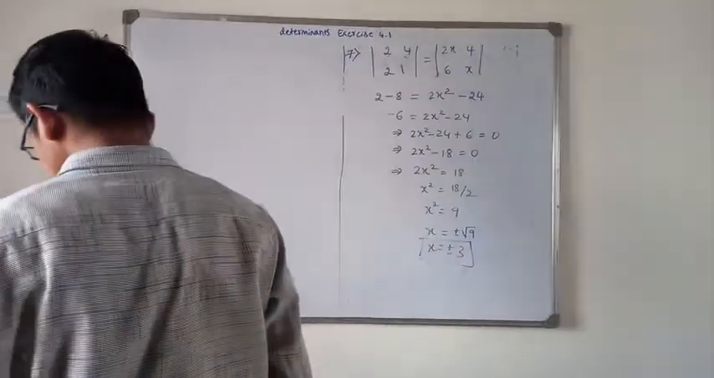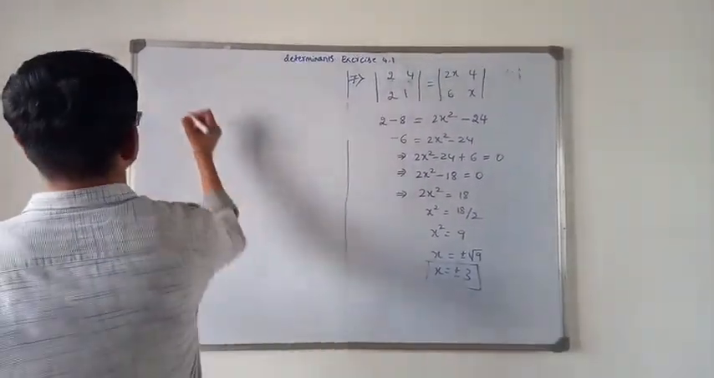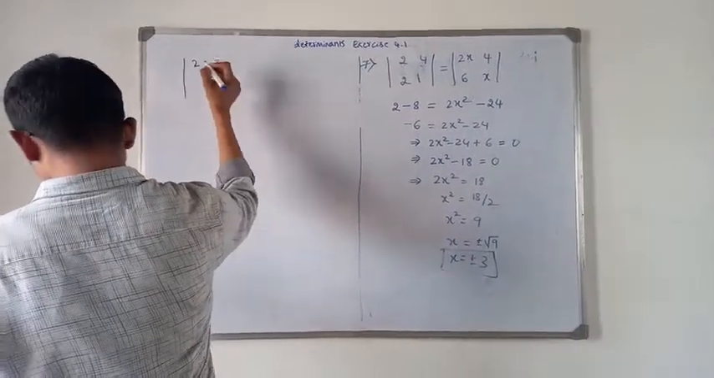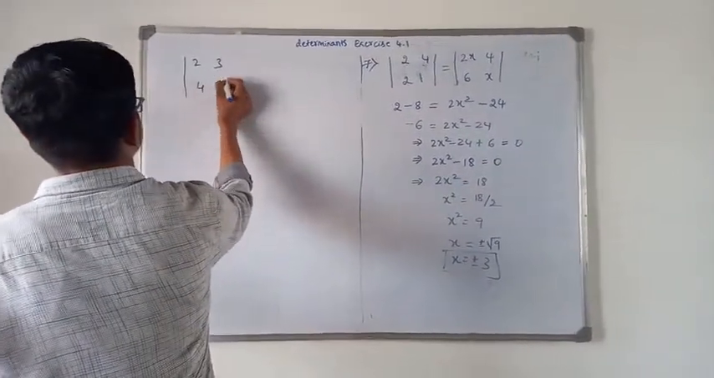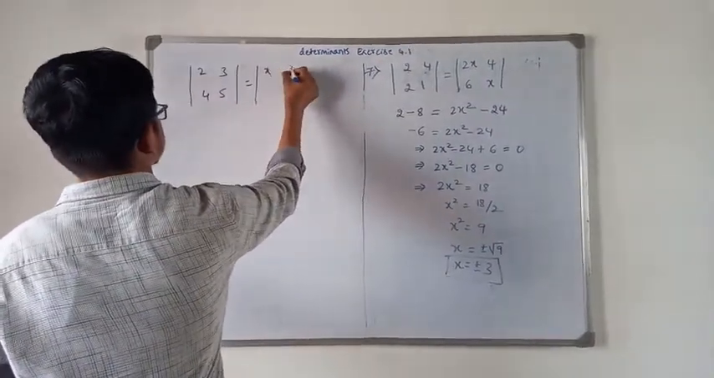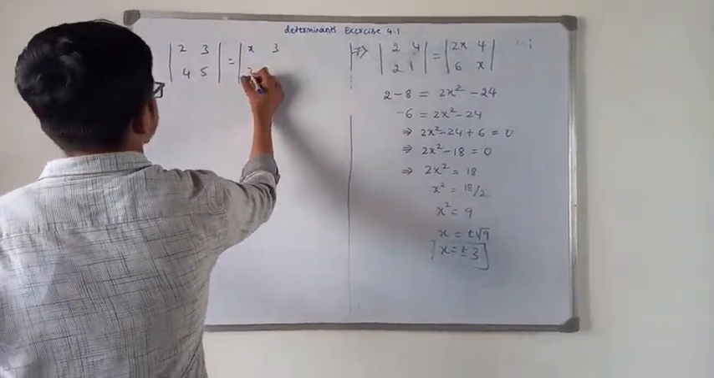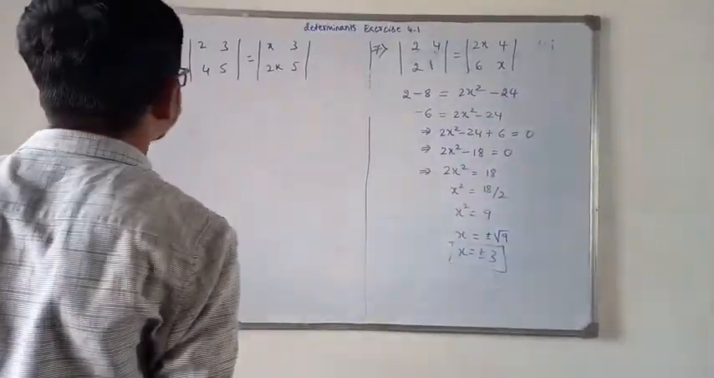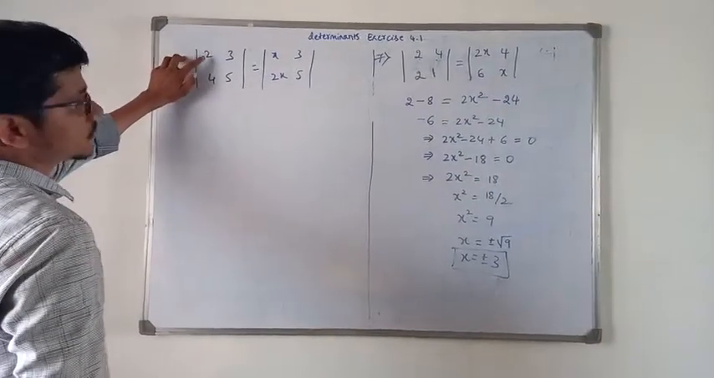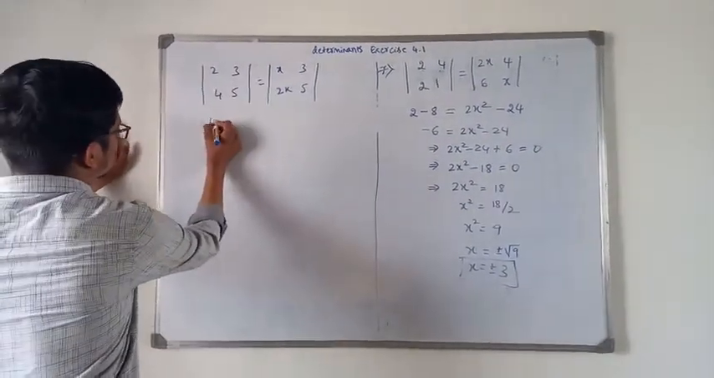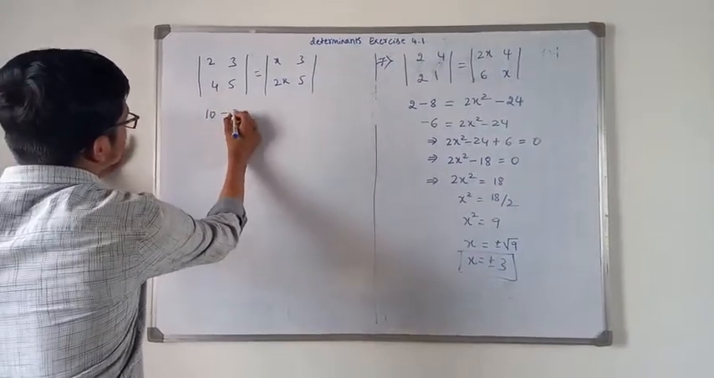Okay, the next question is: determinant of 2, 4, 3, 5 is equal to the determinant of x, 3, 2x, 5. Here you can find the value of x. The determinant of the left hand side is 2 into 5 is 10, minus 4 into 3 is 12.